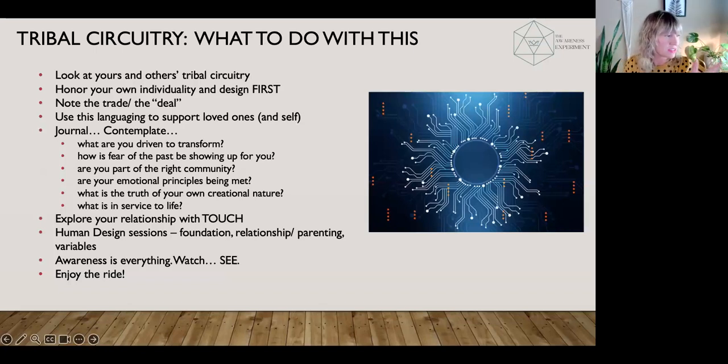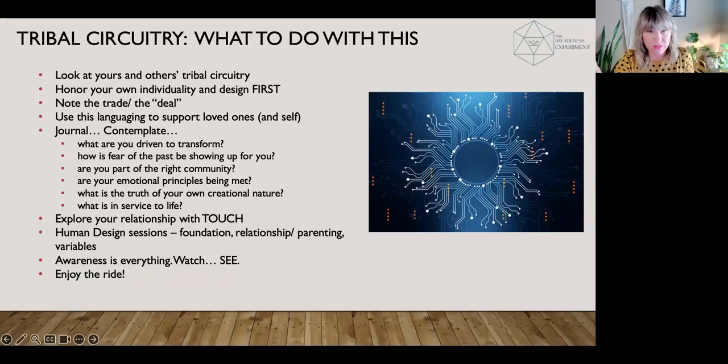Okay, so what to do with this? We like to do a practical summary at the end. Look at yours and others' tribal circuitry. Just look at your chart first off, look at the gates. What do we have? What don't we have? How is it expressing? Is it an undefined center? Is it in your tribal? Is it in your incarnation cross?